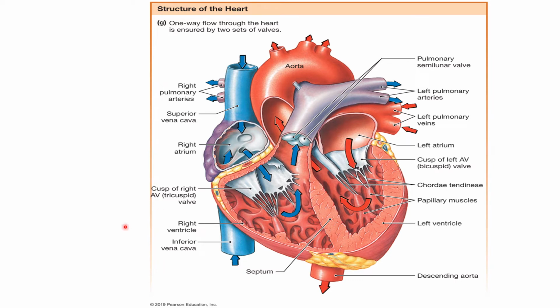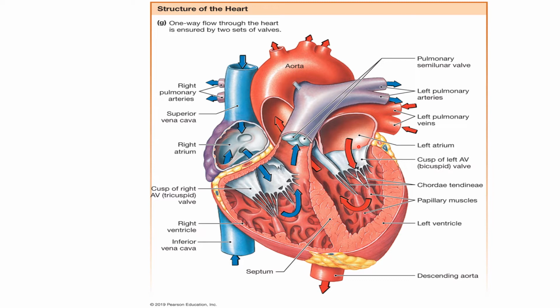Now, when you listen to your heart and you hear lub dub, that first sound, that lub sound that you are listening to, or we call it S1, the S1 is due to the closure of your atrioventricular valves, which is basically your bicuspid right here and your tricuspid. So when your tricuspid and bicuspid valves shut close, that's when you hear S1. That's when you hear the lub.